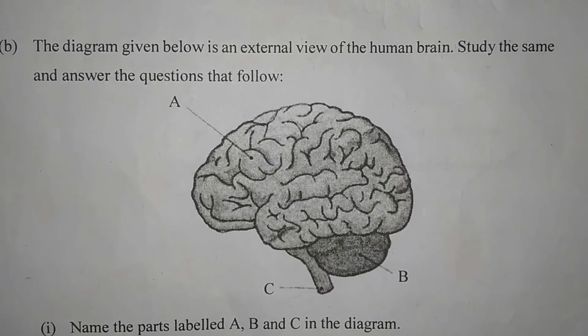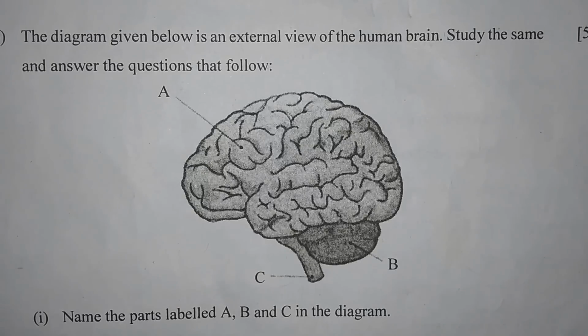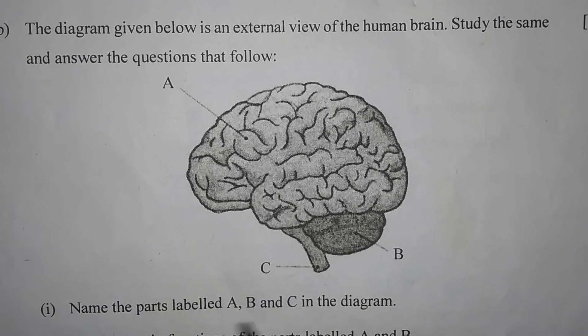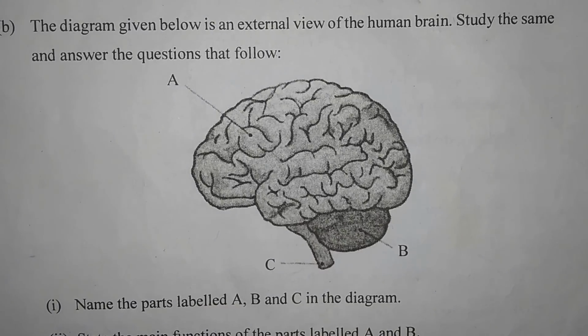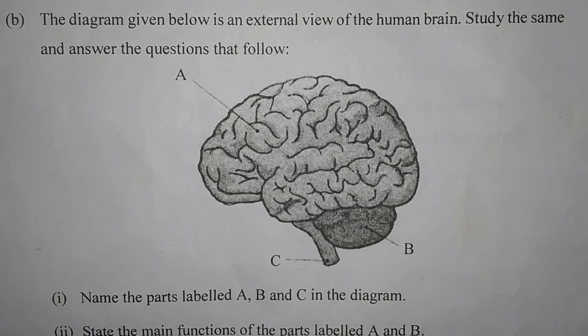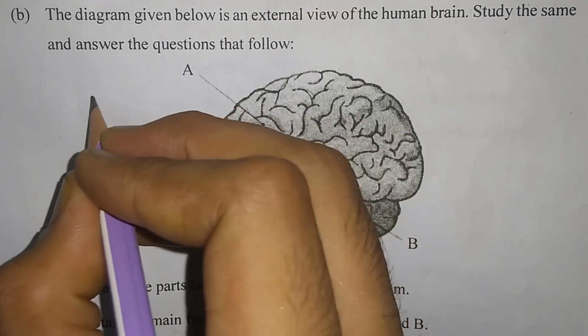Question number B. The diagram given below is an external view of the human brain. Study the same and answer the question that follows. Now this is a thing that many people do not have and only some people have. So let's answer the questions regarding this. Number 1. Name the parts labeled A, B and C. Okay, I'll write it over here.